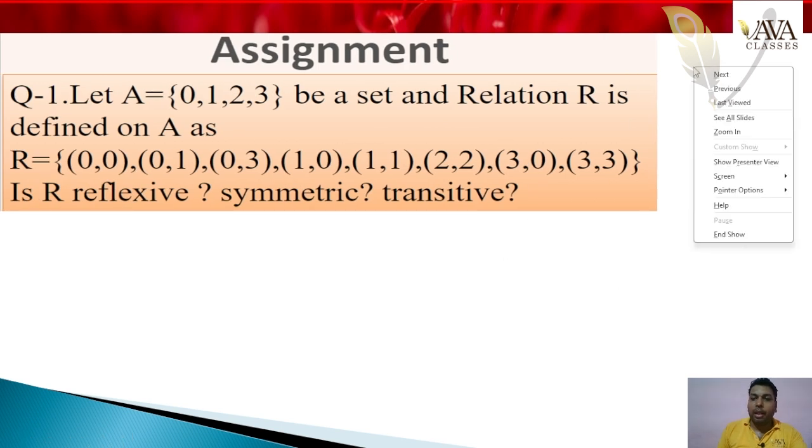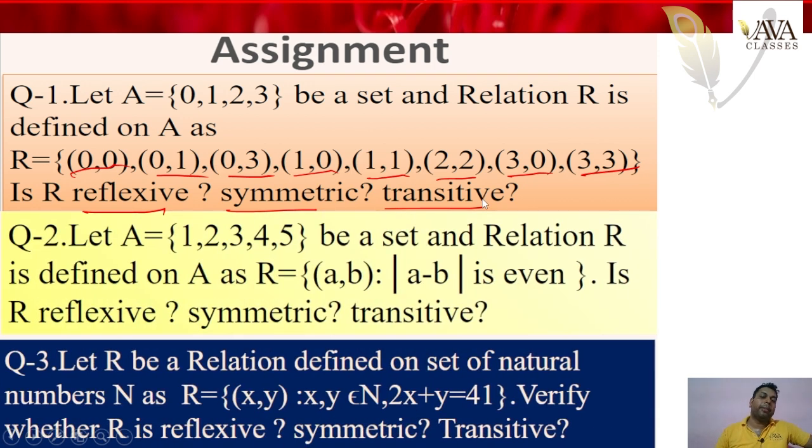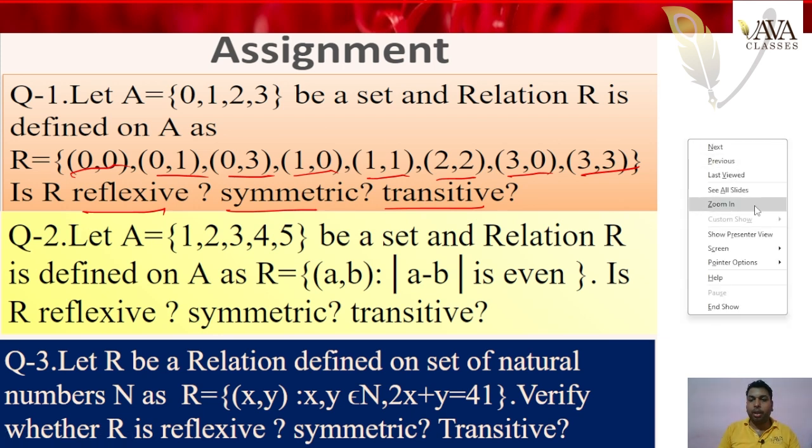Okay. Now we have some assignment questions you have to do yourself. Let A = {0, 1, 2, 3} be a set and R the relation defined on A as R = {(0,0), (0,1), (0,3), (1,0), (1,1), (2,2), (3,0), (3,3)}. We have to verify whether R is reflexive, symmetric, or transitive or not. Okay, so try to do it yourself. Similarly, students, you can solve here as well.